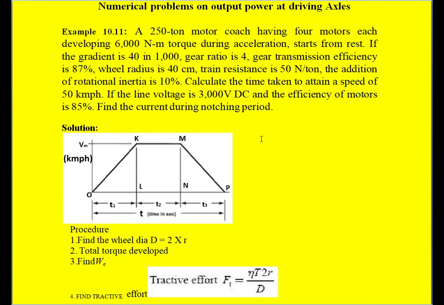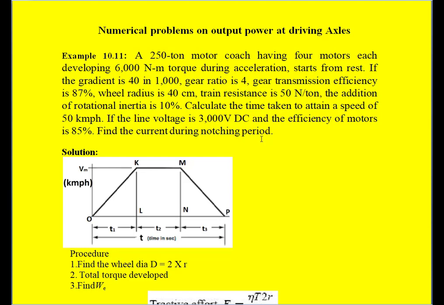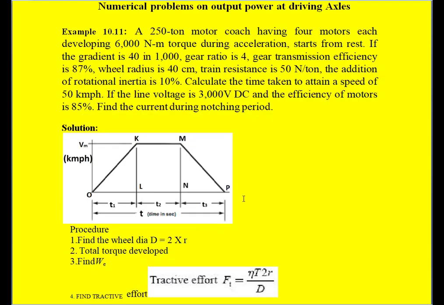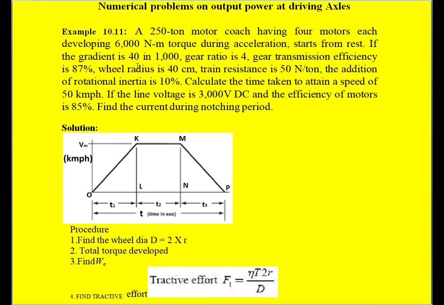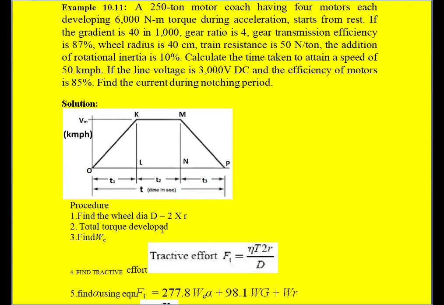For this problem, we assume the speed time characteristic of the system is trapezoidal in nature so that we can analyze it easily. So let us see what procedure we should follow to solve this problem. The first step is to find the wheel diameter. He gave the wheel radius, so what we want is the wheel diameter, that is 2 into radius. Next, the total torque developed. The torque developed is given for each motor, so for 4 motors we have to calculate.